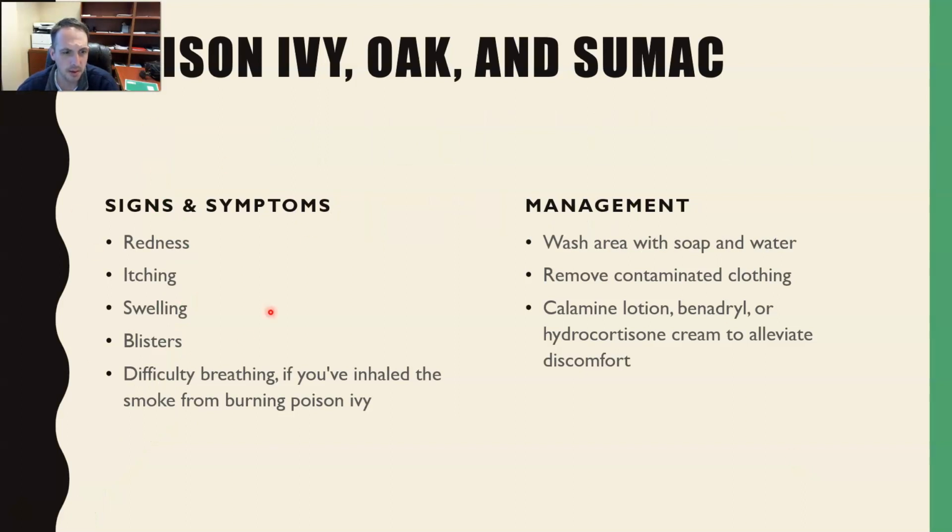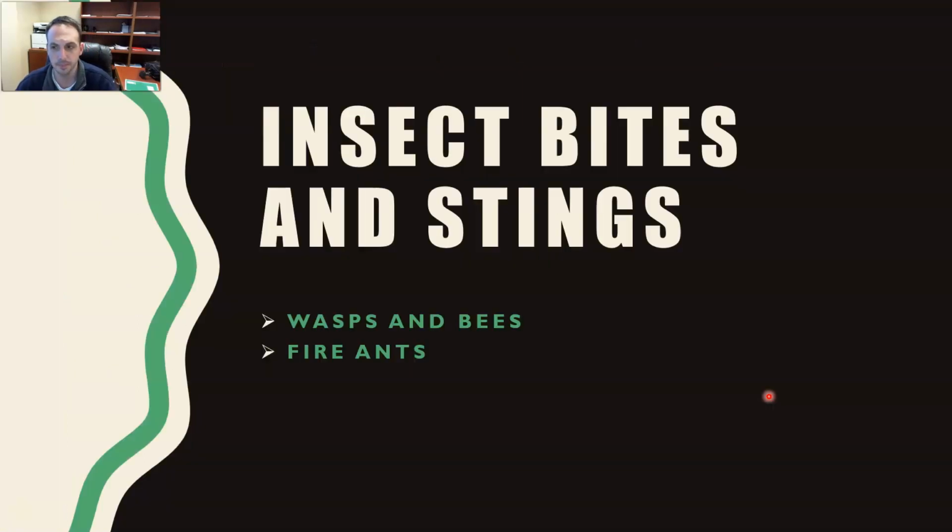Signs and symptoms there, you can see aspects. Redness, itching, swelling with that. There can be difficulty breathing if it's inhaled with that. Soap and water, removing the contaminated clothing. Calamine lotion, Benadryl, or hydrocortisone cream can alleviate some of the discomfort there. Insect bites and stings.